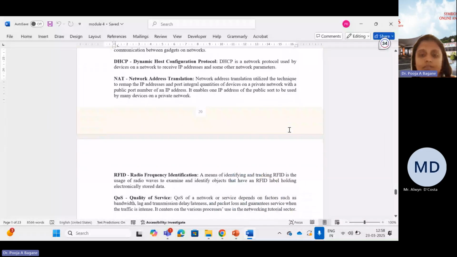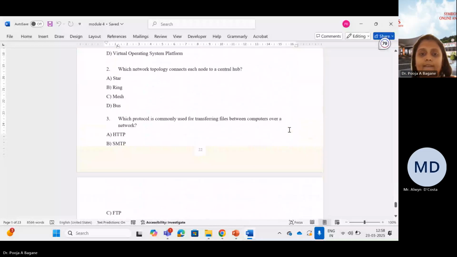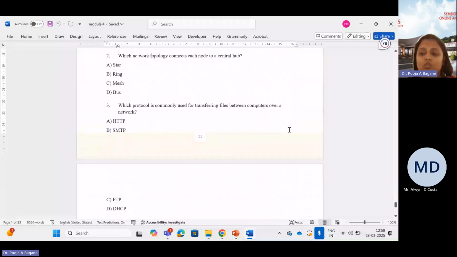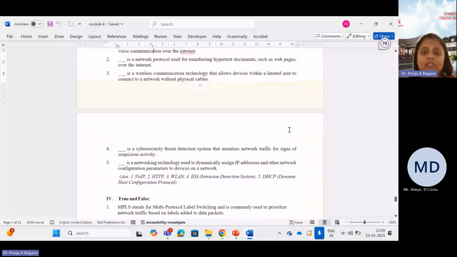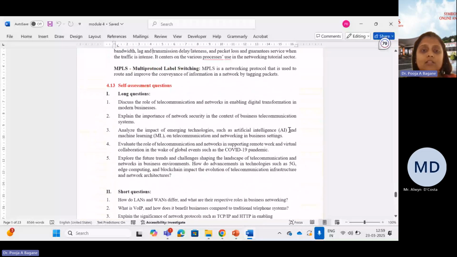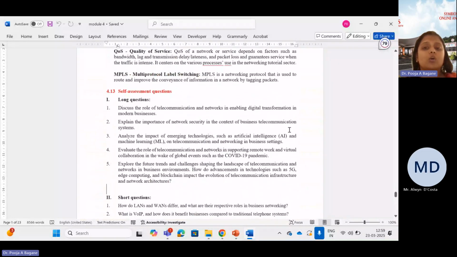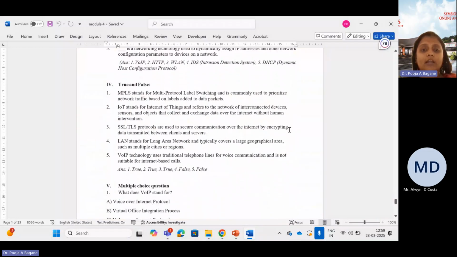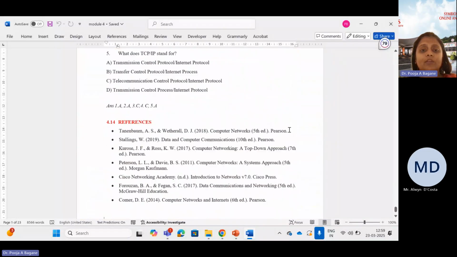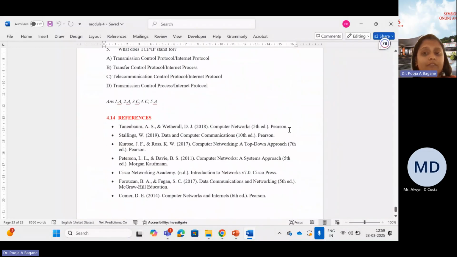Just a minute, we'll check. Yeah. So this is the question answer part. Some MCQs are there, some fill in the blanks, short questions, long questions. Go through the same, so you will get the idea how the questions will come in the exam. These are some references from where I have referred and written the SLM.